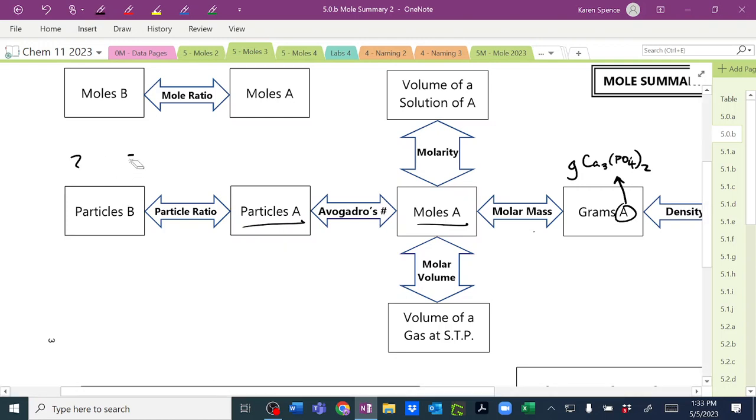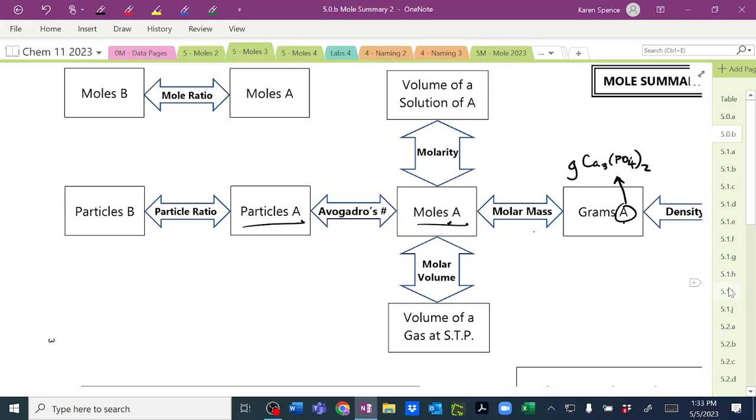There are alternatives. You could go from grams of A to moles of A, then from moles of A to moles of B using the mole ratio, and then use Avogadro's number to go to particles of B. Now, we're not going to do all of that all at once.